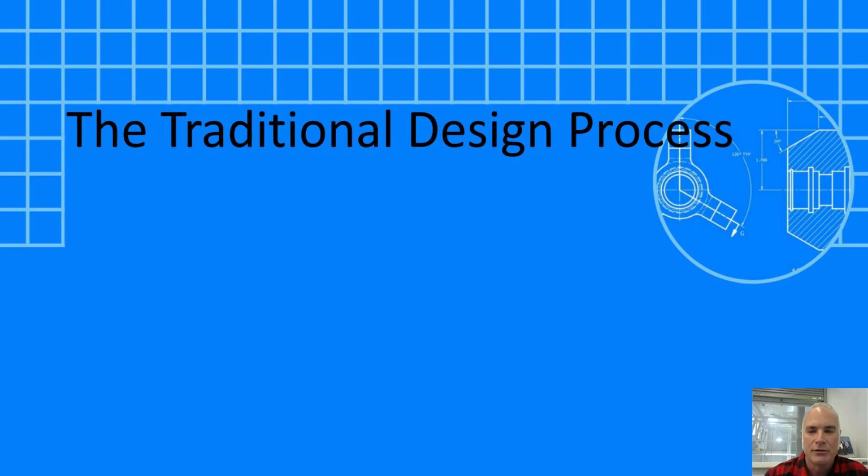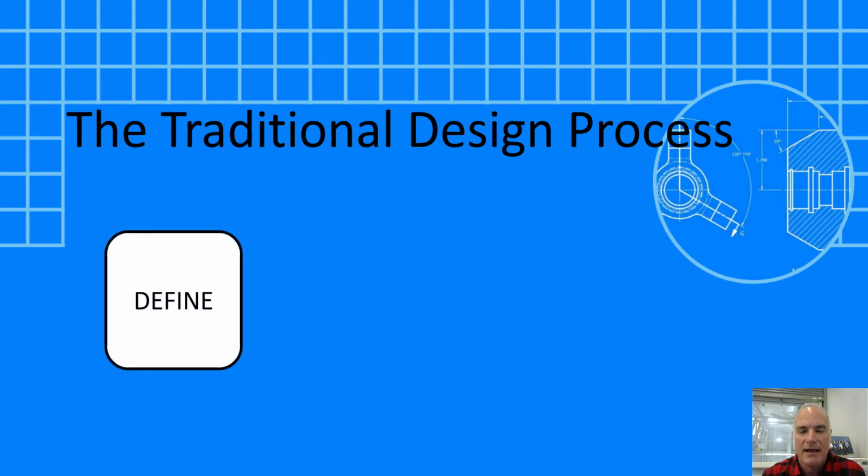If we look at the traditional design process, it has a few steps. The first step is to define the scope of the project. What is it that we're trying to design? What's the problem that we're trying to solve? And this really hasn't changed from the beginning of the Industrial Revolution. What is it that we've got to do? Okay, so you're defining the problem, and you're coming up with solutions.